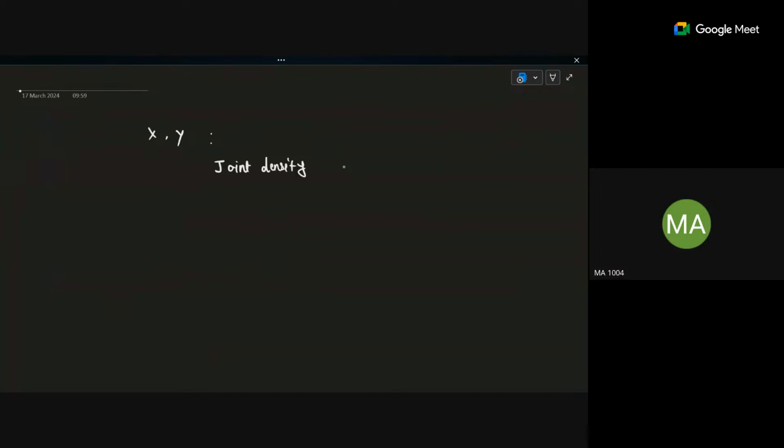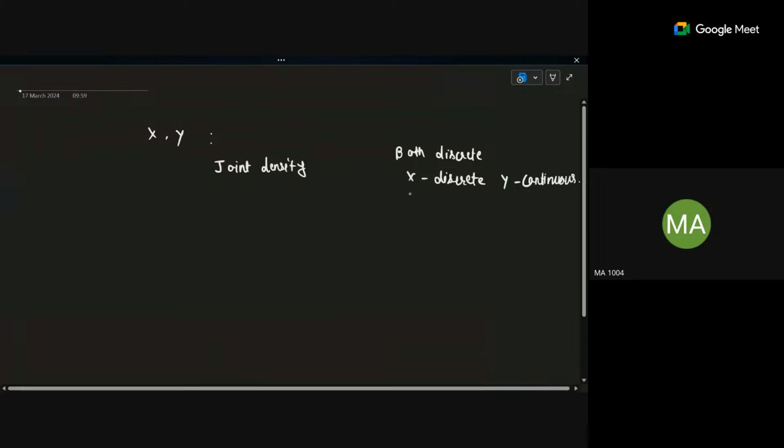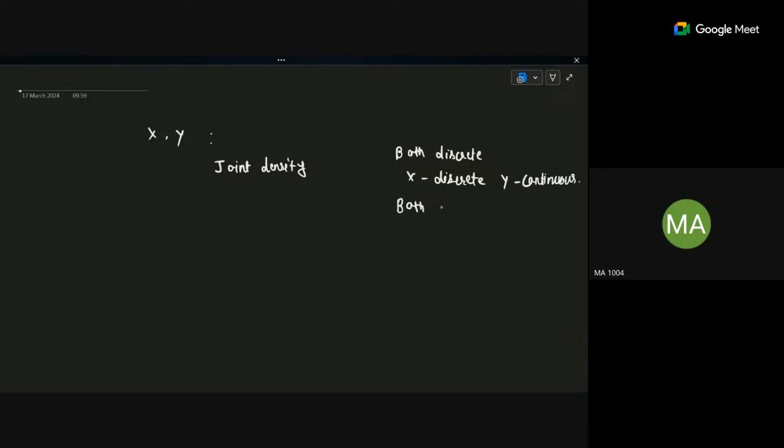So we have seen two random variables. The first case was both discrete. At that time we were dealing with the PMFs of x and y, right? Then one discrete and one continuous, where one integral part was there and one summation part was there, right? Now both are continuous. So in real life problems, any of the following cases can come into the picture and we have to deal with that accordingly.